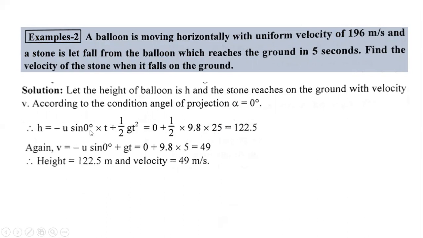This term is 0. Here half g means half of 9.8, and the value of t is 5, that means t square equals 25. After calculation, half into 9.8 into 25 is 122.5. Again, v equals minus u sine 0 degree plus g t. That means 0 plus 9.8 into 5. Finally, we get 49, because the value of g is 9.8 and the value of t is 5.